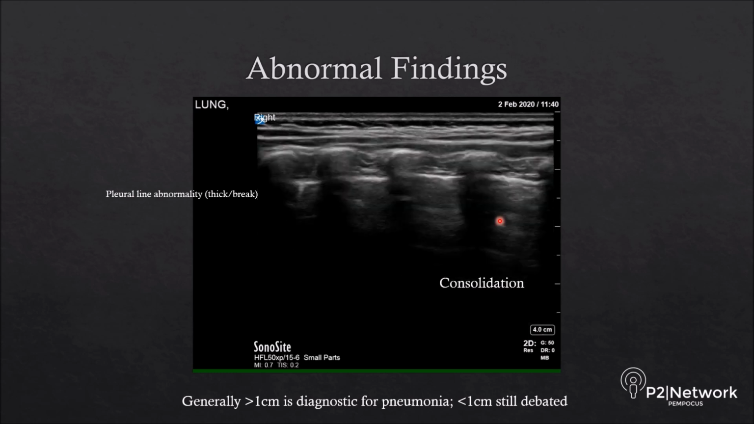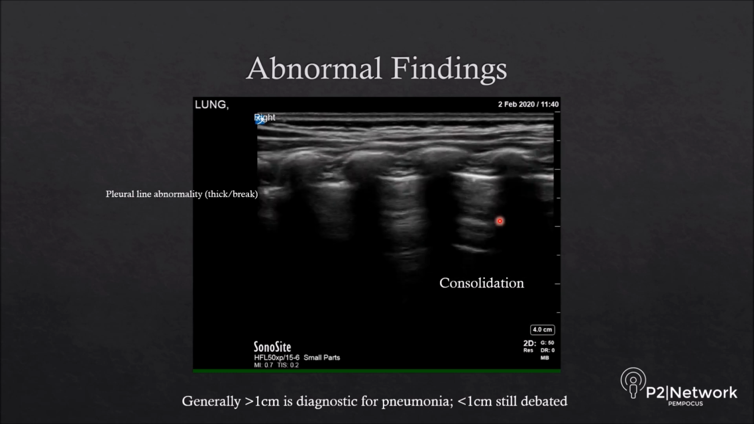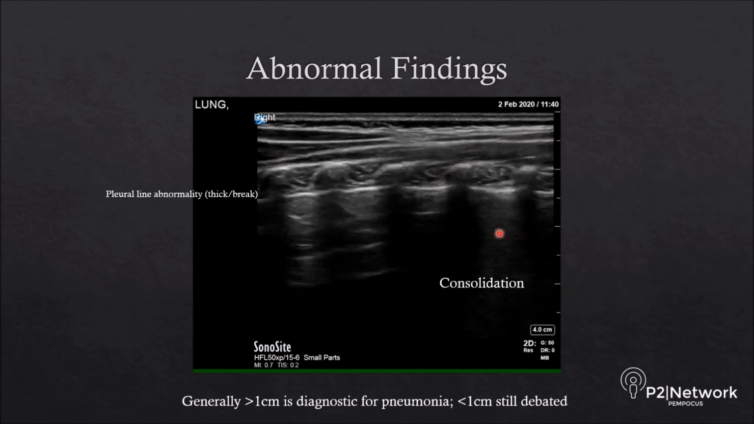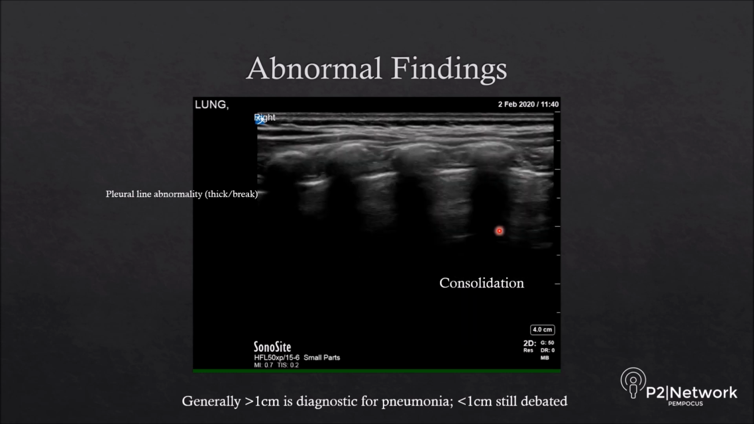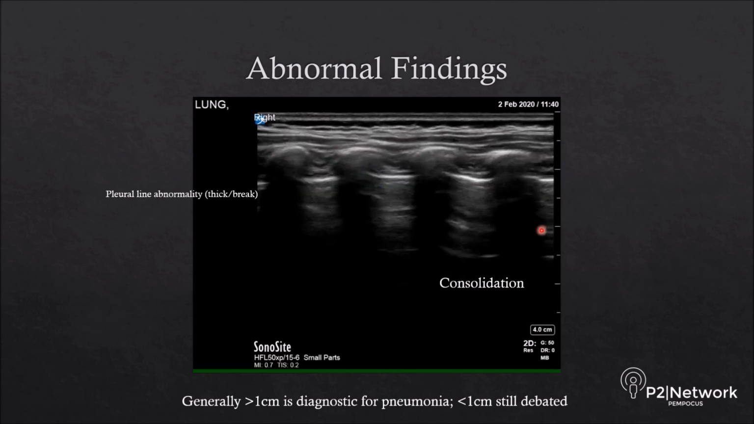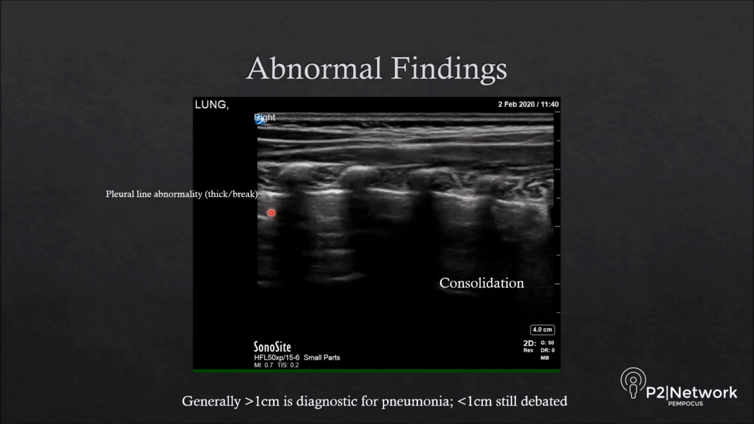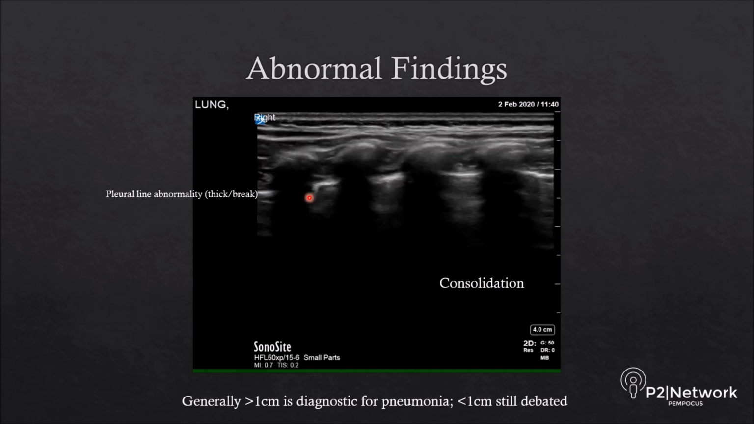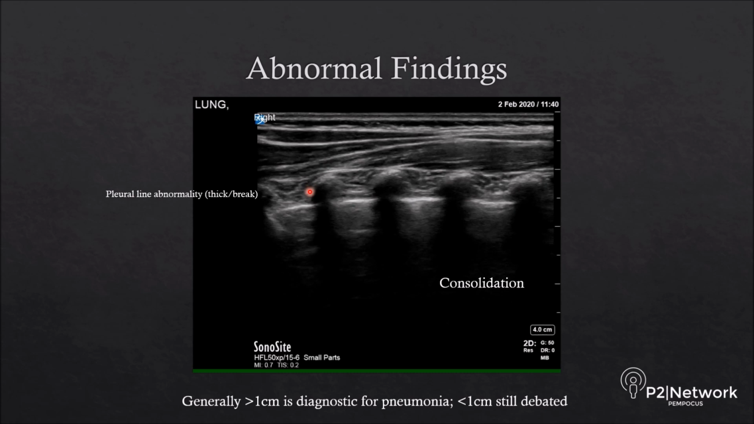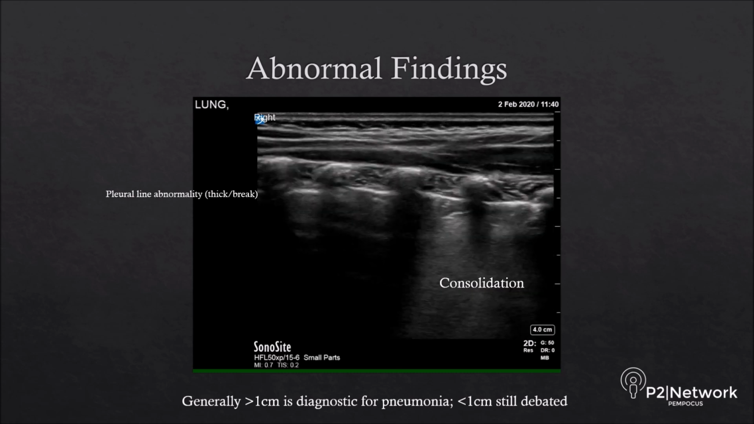Again, most arise from the pleural line in kids and in COVID-19, so this is the area you really want to be focusing on. On this clip, you also see a very mild pleural line abnormality with a little pleural line break right there, but a better picture is on the next slide.